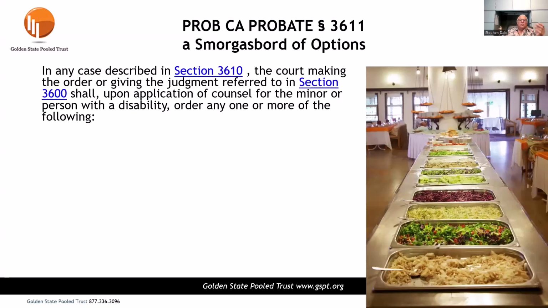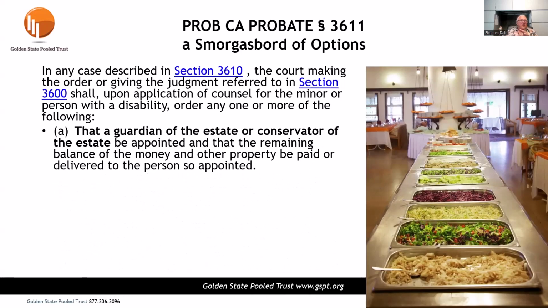Our next part, when we look at our options, is that in any case described in 3610, the court making the order or giving the judgment referred to in the 3600 article shall, upon application of counsel for the minor or the person with a disability, have any one or more of the following options. I see this as the settlement smorgasbord. By the way, not all of these things are tasty. Some of these you might want to avoid; it really depends on the situation, but let's look at what they're serving here.